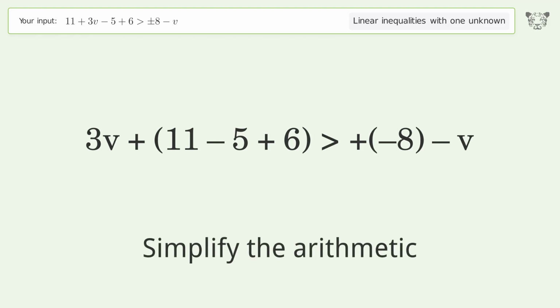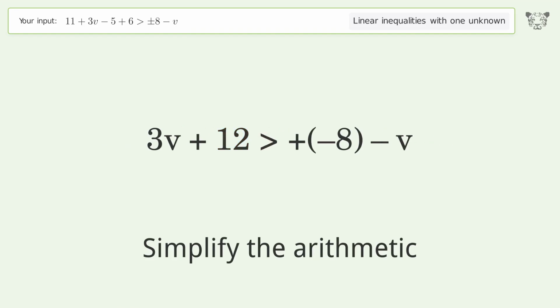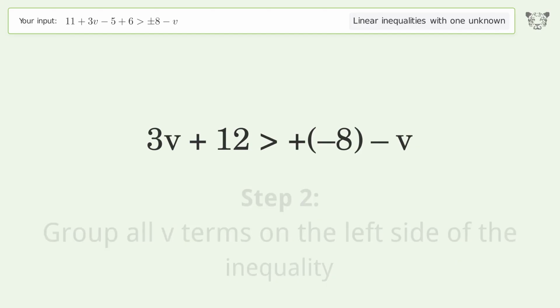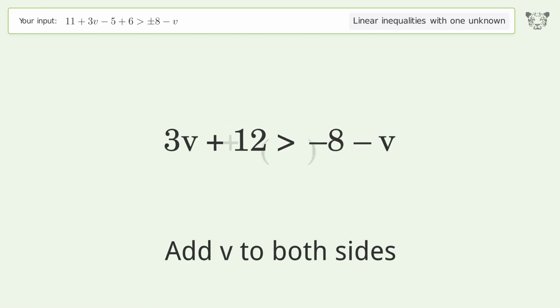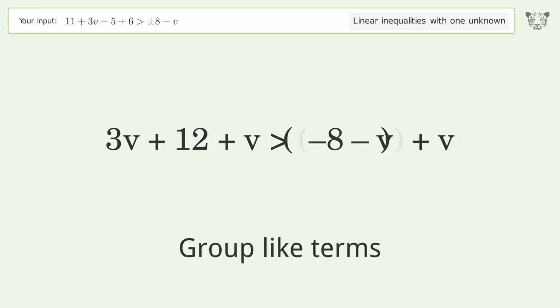Simplify the arithmetic. Group all v terms on the left side of the inequality. Add v to both sides. Group like terms.